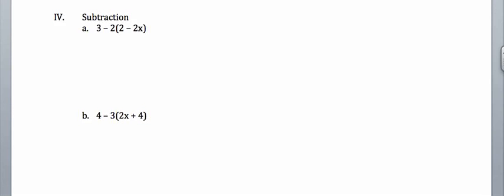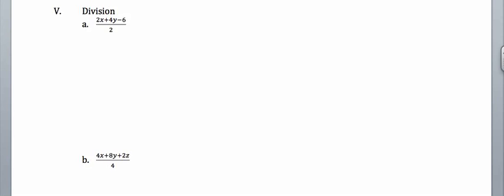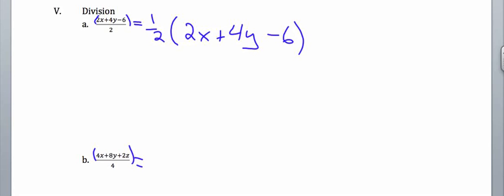Last little bit, and this is actually much easier than it looks. As it turns out, the distributive property works for division too. The reason it works for division is because dividing all 3 terms by 2, remember we can assume that these are in parentheses, is the same thing as multiplying by 1/2. Okay, so now we could distribute that 1/2.